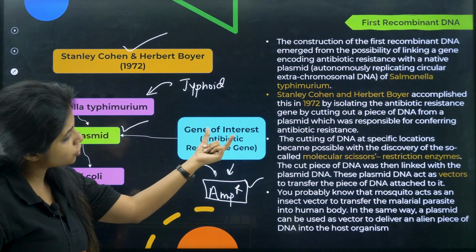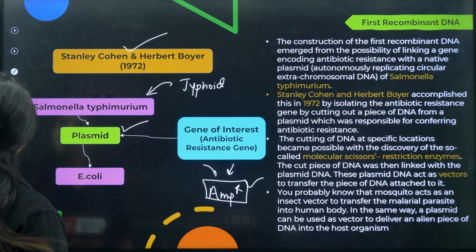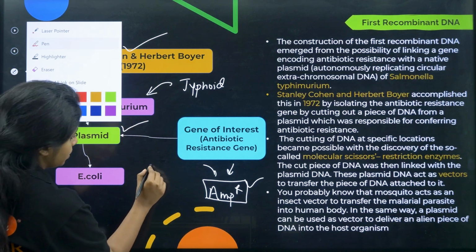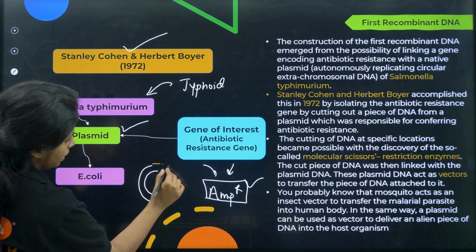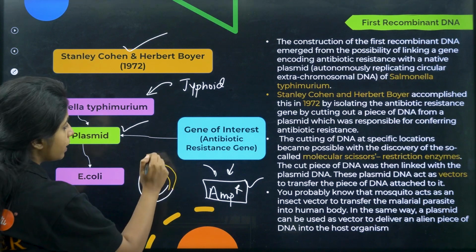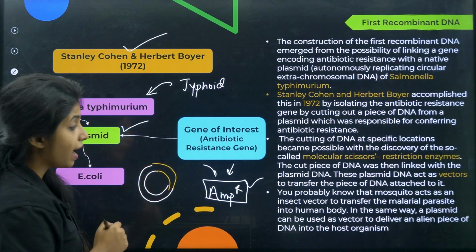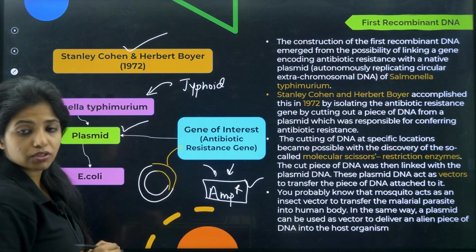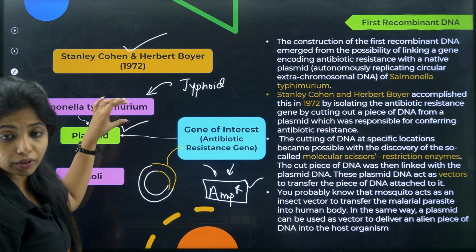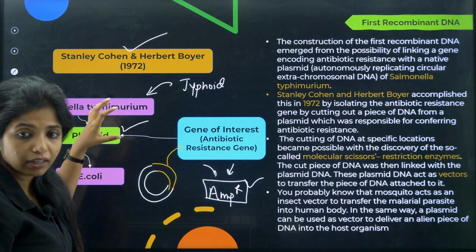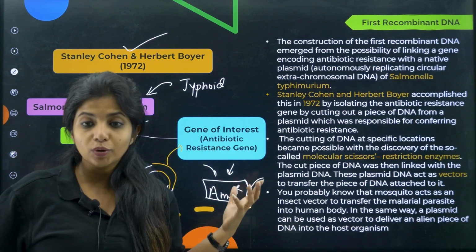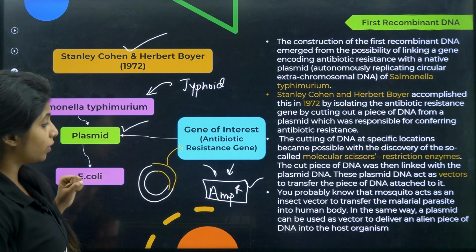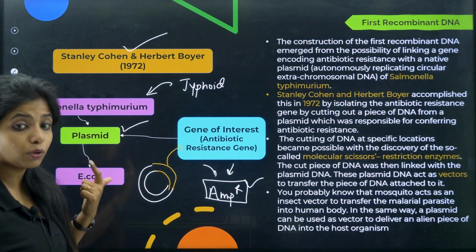Then I put my gene of interest into the plasmid. Suppose this is the plasmid that I got from them and this is the gene of interest that I have. Now I cannot put this plasmid back into Salmonella typhimurium because I am putting what, children? An antibiotic resistant gene. So it will be resistant to antibiotic. If I create a variety of Salmonella typhimurium which is resistant to antibiotic, then all our medicines will go in vain. So we don't want that. Instead, what can I do? Instead, I can do one thing.